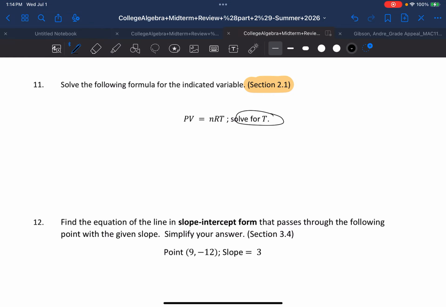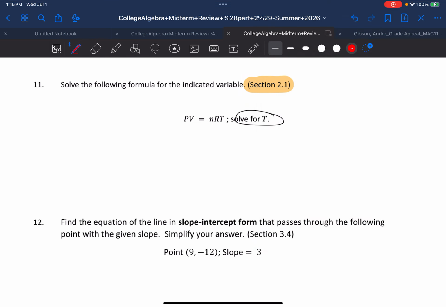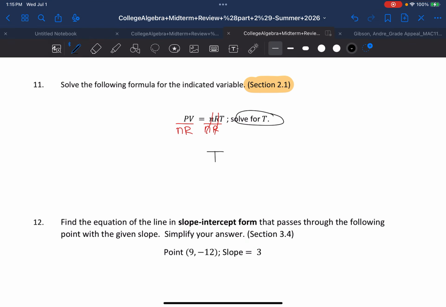Because N and R are being multiplied by the T, which is what we want to get by itself, I'm just going to do the opposite operation here. That's what you always do, opposite operation. So I need to get rid of this N and the R, and it's being multiplied by the T. So I need to divide by N and R to cancel it. And then what I do to one side, I have to do to the other side. So that gets T by itself on the right.